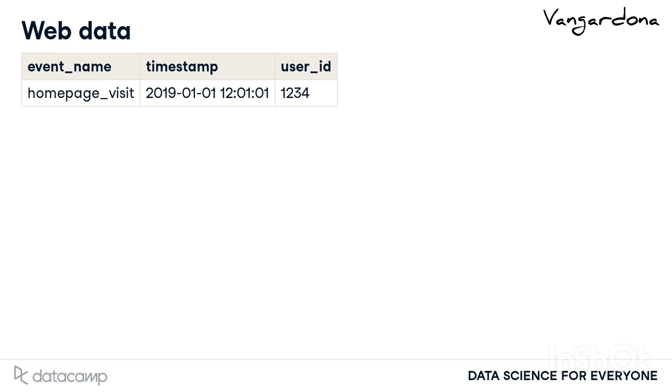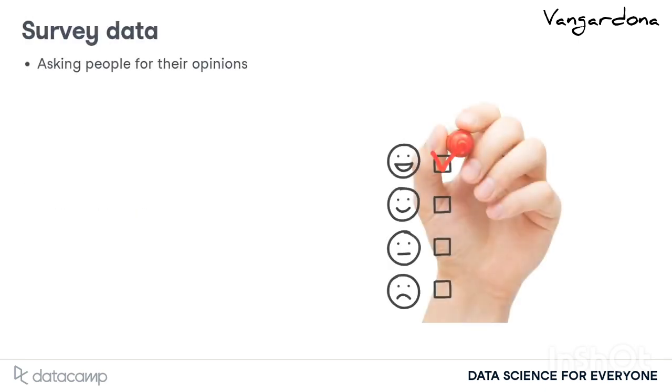The following information is captured: the name of the event, which could mean the URL of the page visited or an identifier for the element that was clicked, the timestamp of the event, and an identifier for the user that performed the action. Data can also be collected by asking people for their opinions in surveys.